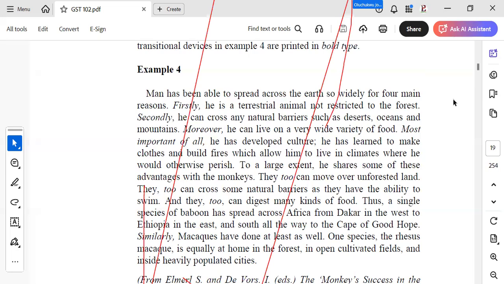They too can move over unforested land. Who is writing on my board like this? Sorry, the person should clean it. Continue. I'm talking of the person writing on my board.